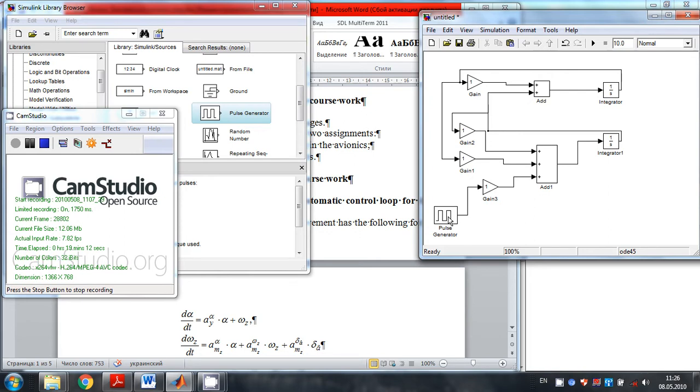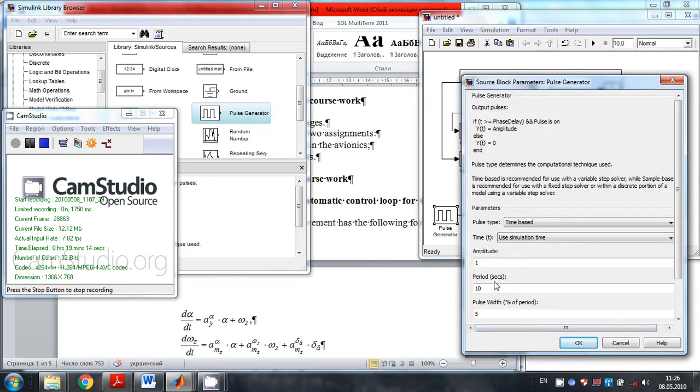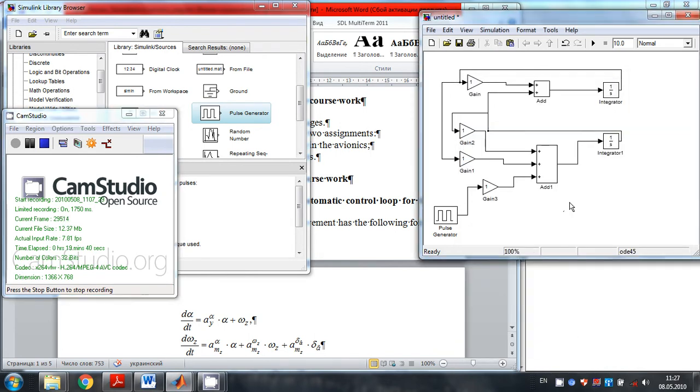So now let's set the parameters for the pulse generator. Let's say it has a period of 20 seconds. The amplitude will be 1 degree, and the pulse width will be 50% of the period. Okay. Now we set the simulation time for 20 seconds.